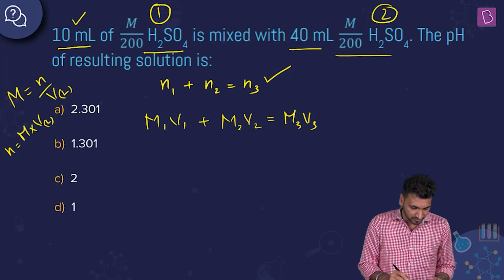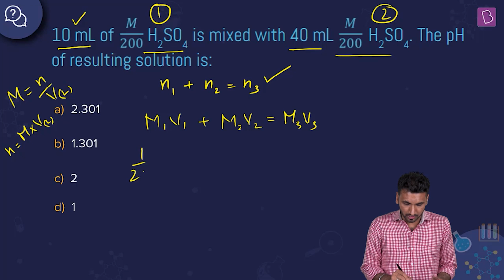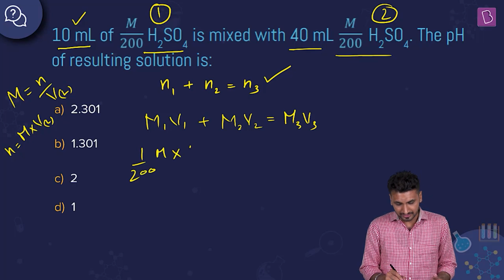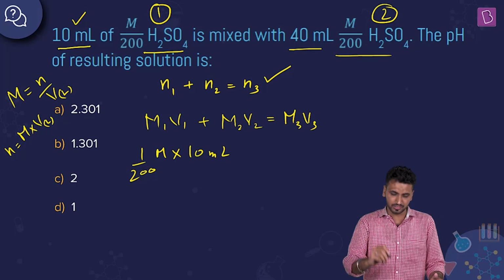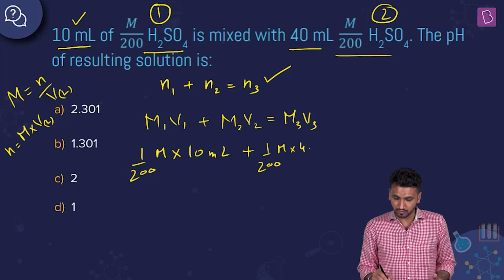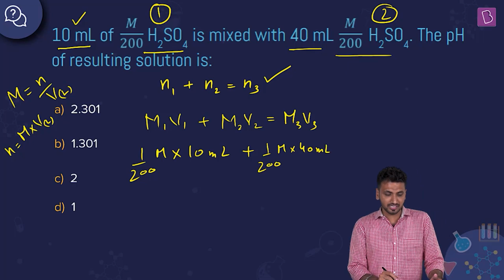So if I just put the value of M1, this is 1 by 200 molar into volume V1, which is 10 ml. I'm putting it in ml, everywhere it is ml, so let's keep it in ml only. M2 is 1 by 200 molar into V2, which is 40 ml, is equal to M3.